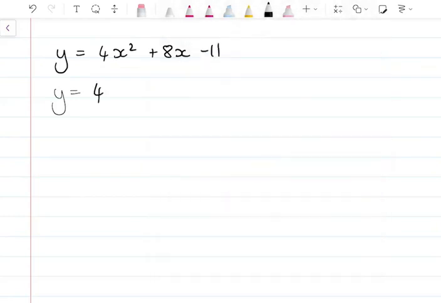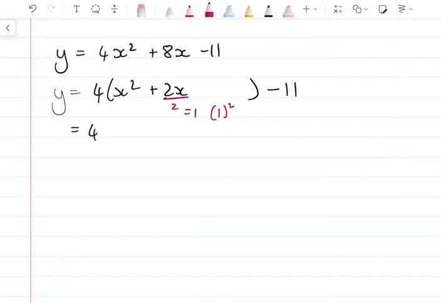First of all, I'm going to take out my coefficient from my first two terms. And then I'm going to halve my coefficient of x, and I'm going to square it. I'm going to add 1 and subtract 1. And then I'm going to look at the first three terms here, and that's going to become my perfect square.